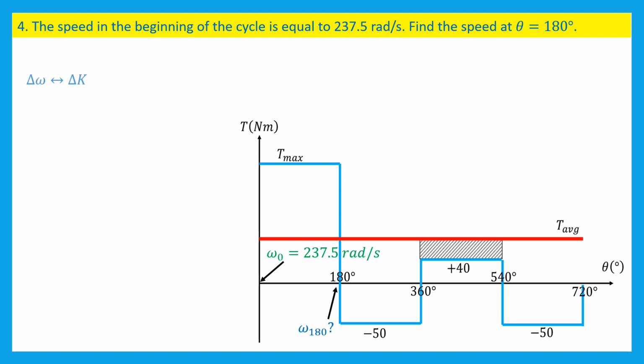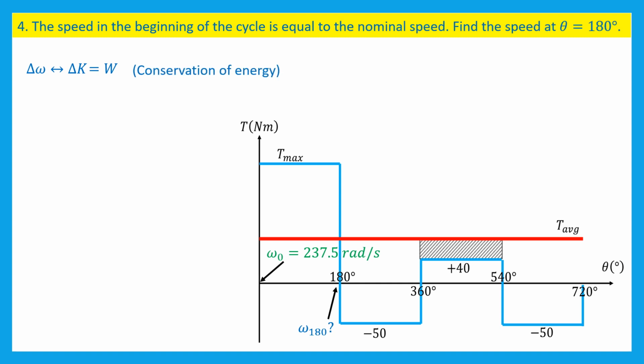A change of angular velocity is equivalent to a change of kinetic energy of the flywheel. Neglecting any dissipative force, any change of kinetic energy is equal to the external work. This last equation writes the conservation of energy. The change of kinetic energy delta K is equal to the kinetic energy at theta equal to 180 degrees minus the kinetic energy in the beginning of the cycle, or K 180 minus K0.